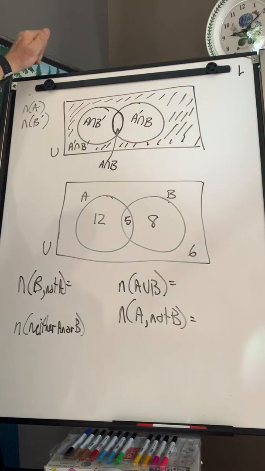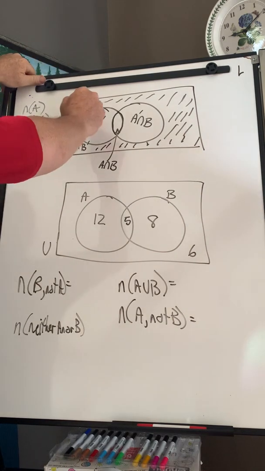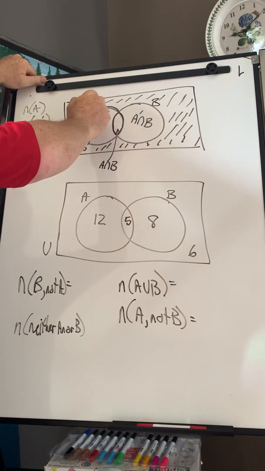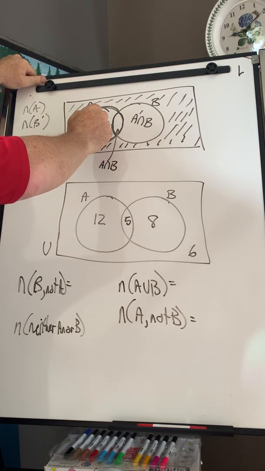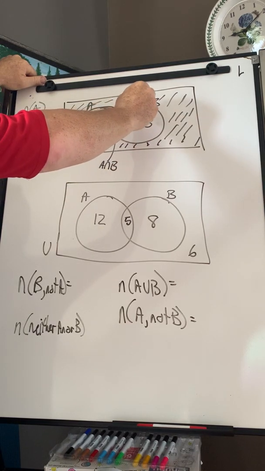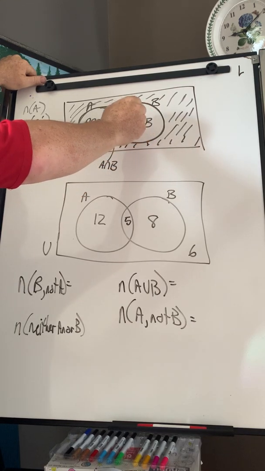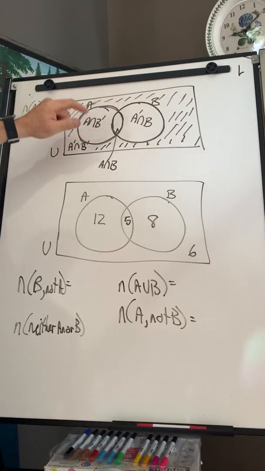Okay? So that means if this is circle A and this is circle B, this piece is where A intersects with the complement of B. In the same way over here, this is where B intersects with the complement of A. So we use this kind of piece to answer questions using numbers.